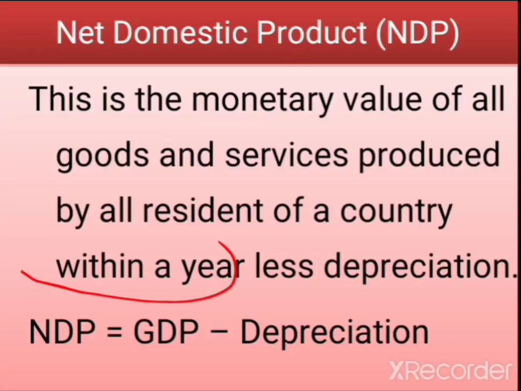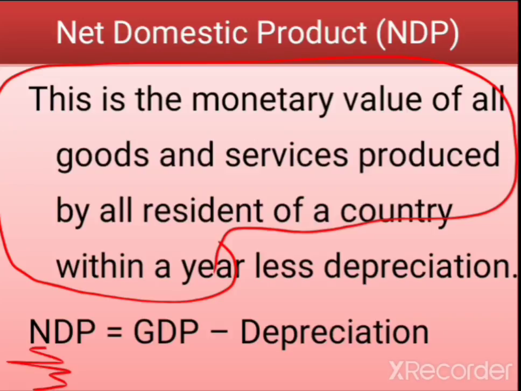If you look at this definition, from year to year is GDP. The definition of GDP is the monetary value of all goods and services produced by all residents of a country within a year. Now look at net domestic product. The next step is to subtract what? Depreciation from the GDP. That's why the formula for net domestic product is GDP minus depreciation. And what is depreciation?